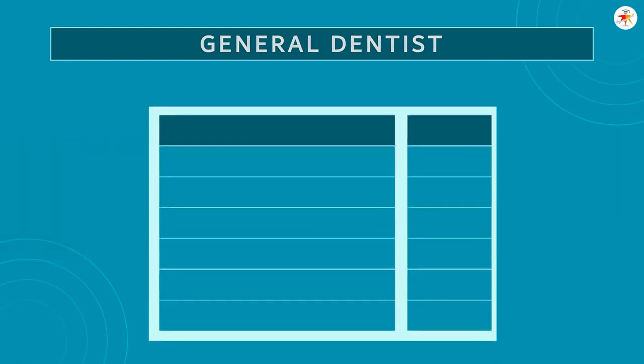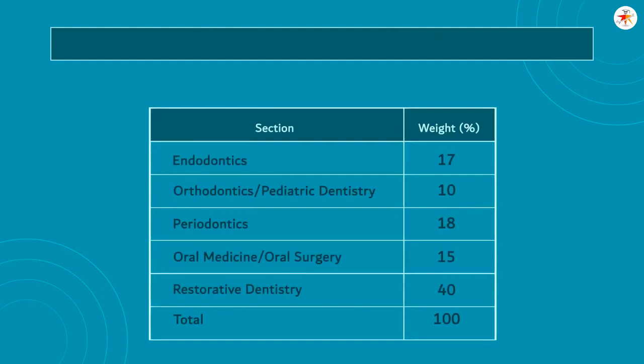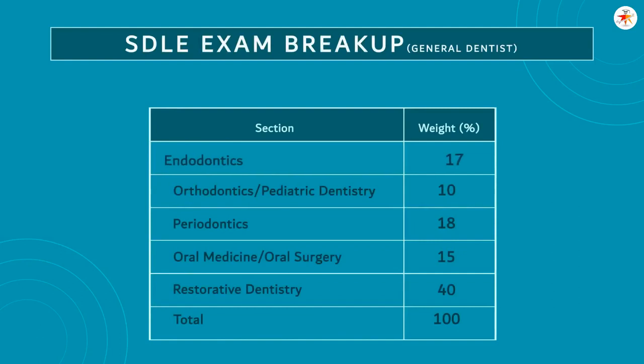This is the general breakup for different sections in the SDLE exam. First section contains questions from mainly endodontics, and some from orthodontics. Second section is of periodontics, implantology and surgery questions. And third section is of prosthodontics and bioethics.